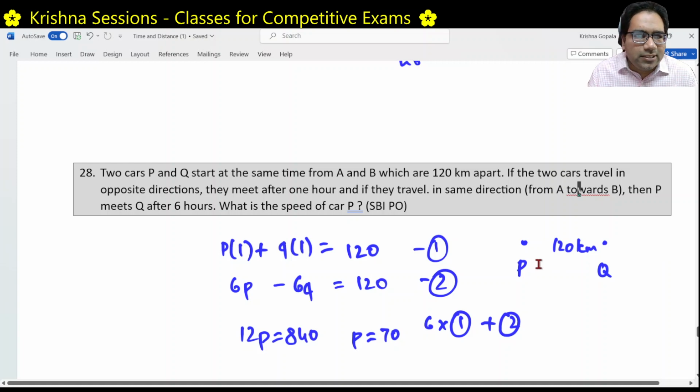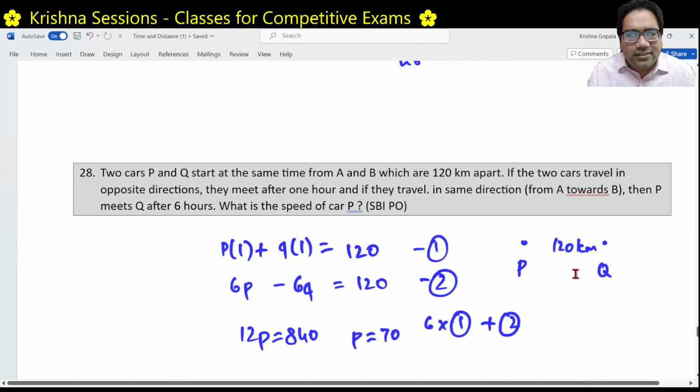Now let's assume the speed of P is P, speed of Q is Q. In 1 hour, what is the distance traveled by P in the first case? P into 1, right? Speed into time. This is the distance of P, and for Q it is Q into 1. So this is the distance of P, this is the distance of Q. P into 1 plus Q into 1 is equal to 120. Right. Now let's take the second case.